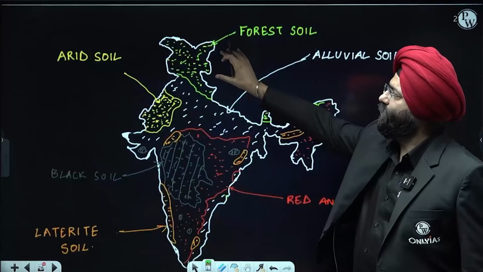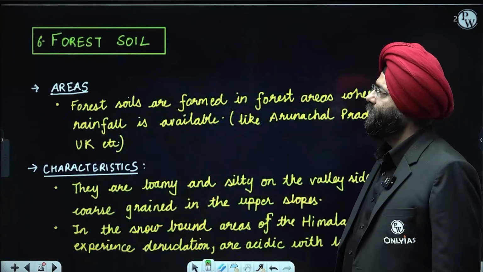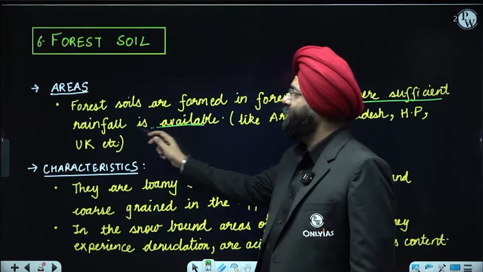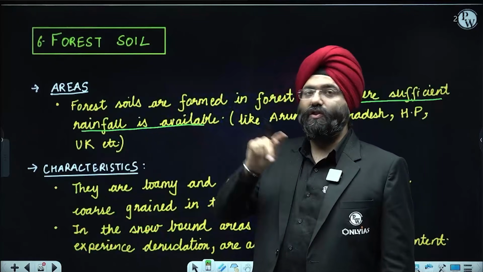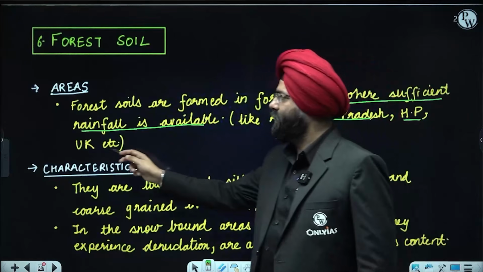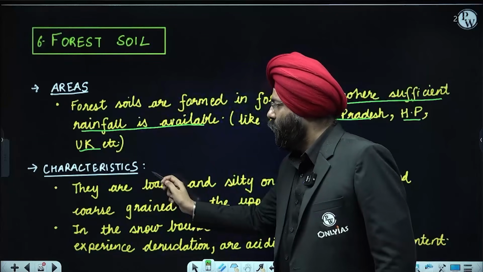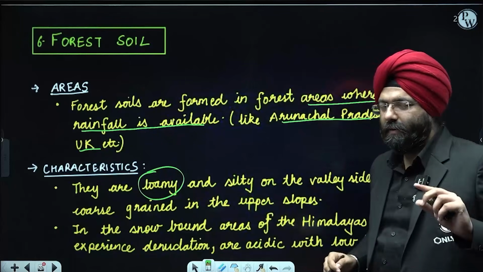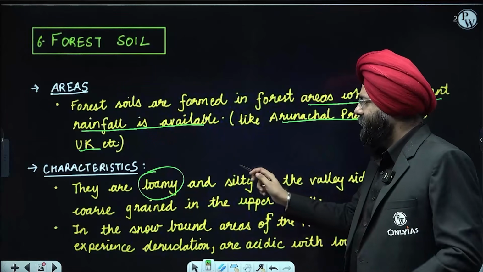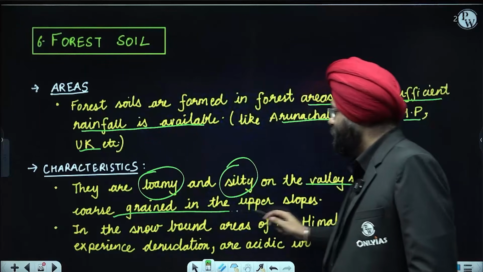Next is forest soil. You realize this particular region, and over here also, forest soil is present. The forest soil is formed in the forest areas where sufficient rainfall is available. In places like Arunachal Pradesh, Himachal Pradesh, Uttarakhand, even the Sikkim region, this is where forest soils are found. Now see, they are loamy. You very well know what loamy means: an almost equal proportion of the three types, that is sand, clay and silt. Obviously there might be silty nature also on the valley sides, and coarse grained in the upper slopes.